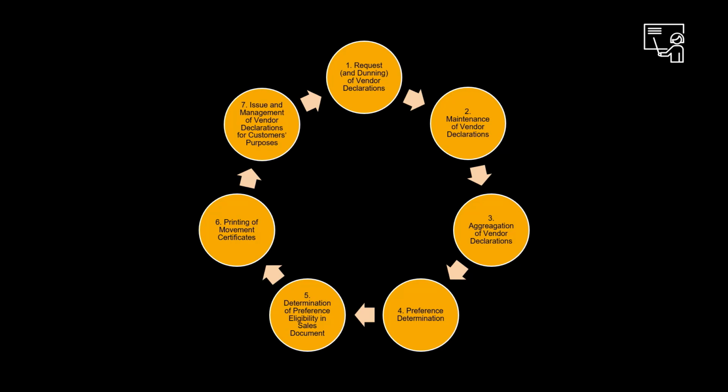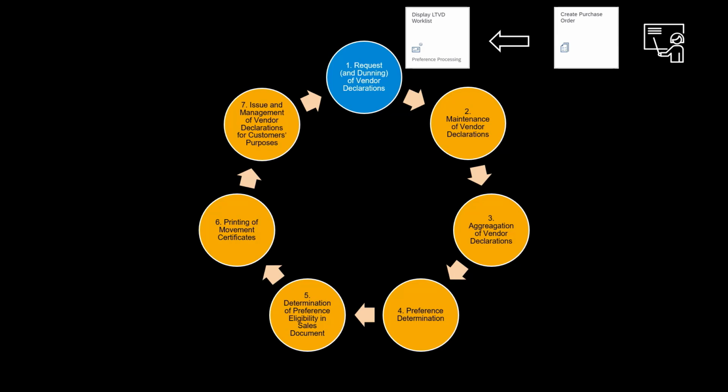Preference processing in GTS consists of seven different steps. First, the creation of purchase orders typically triggers the need for long-term vendor declarations. These purchase orders and the subsequent goods receipts generate a worklist. The worklist serves as the basis for managing the long-term vendor declarations. We need to ask our vendors for them since they are needed to document the product's preference eligibility.